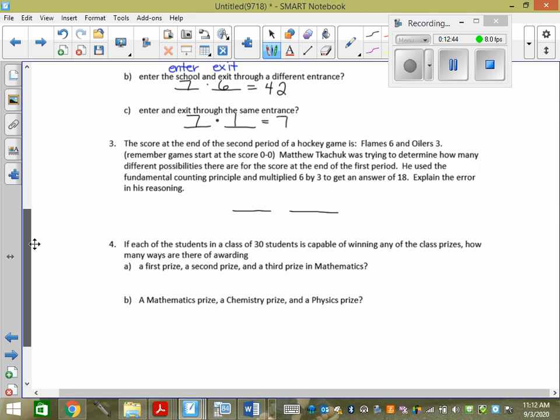Why is it wrong? Because you guys are going to go Flames 6, right? But it's not 1-6. What could the score have been? It could have been 0-6, which is actually 7. And the Oilers, 0, 3, 0.